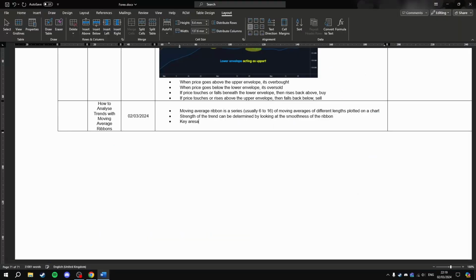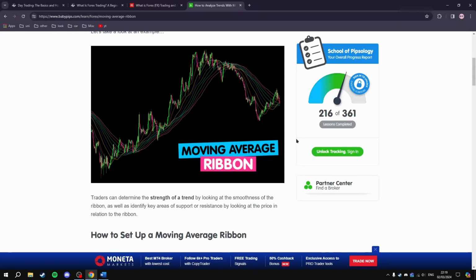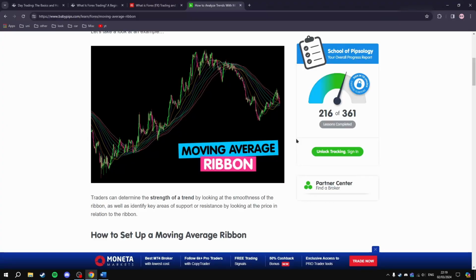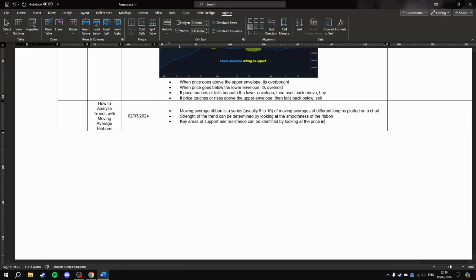Key areas of support and resistance can be identified by looking at the price in relation to the ribbon.